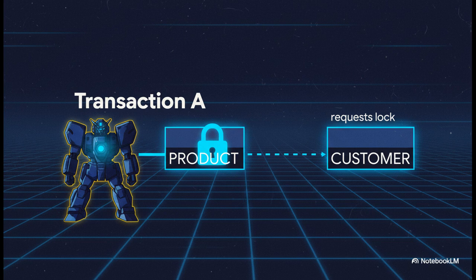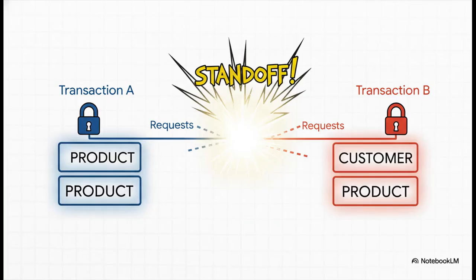You have transaction A. It swoops in and puts a lock on the product data because it needs to update the inventory. Next, it needs to update the customer's balance, so it asks for a lock on the customer data. Okay, but here's the kicker. At the exact same moment, transaction B has already locked the customer data to, say, check a balance, and now it's waiting for the product data to check a price, and we're stuck.